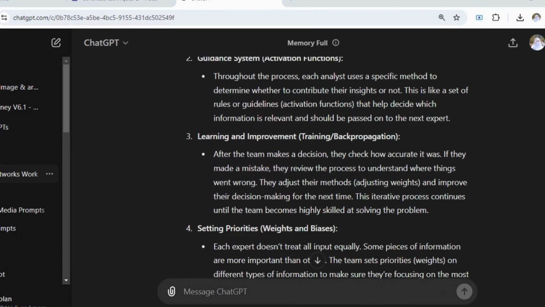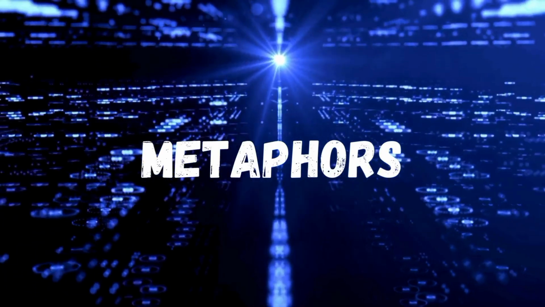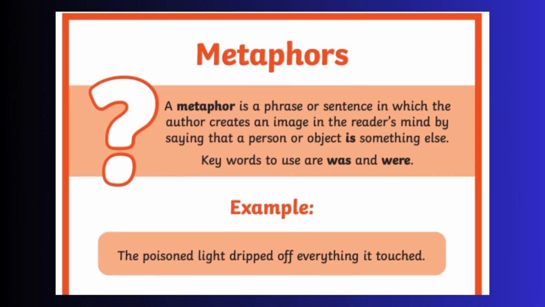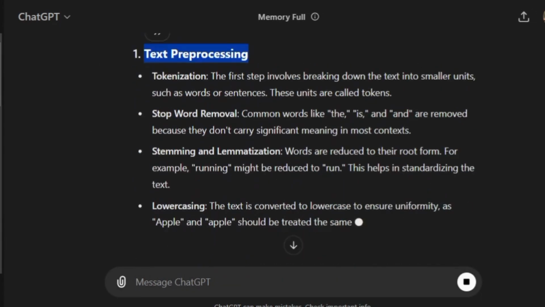And the second term is metaphors. Metaphors take it a step further by equating one thing with another. This creates a powerful connection in our minds and helps us generate more innovative and creative responses from AI models. For example, a simple prompt is: describe the process of natural language processing.